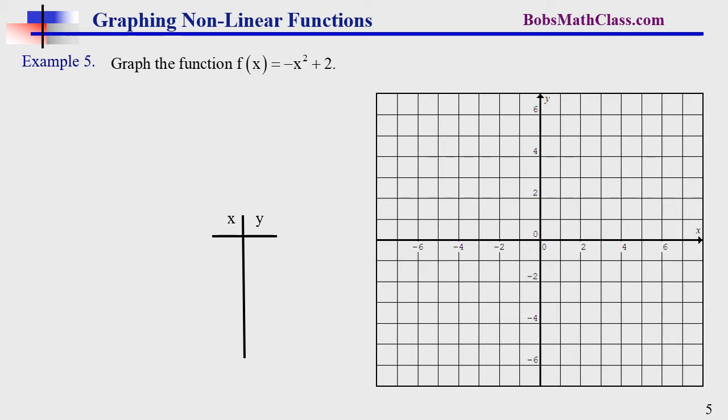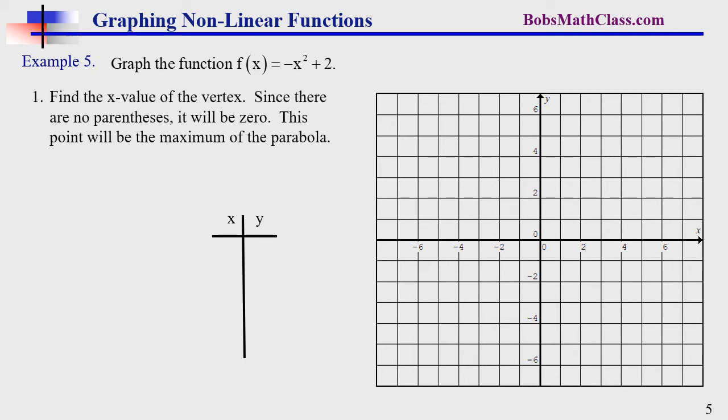We're still going to start with our table. We're going to pick the number that'll make it 0 before you square it. So if there's no parentheses, our starting number is always 0. Find the x value of the vertex. Since there are no parentheses, it will be 0. So if there's parentheses, we're going to pick the number that'll make it 0. Otherwise, we're going to pick 0.